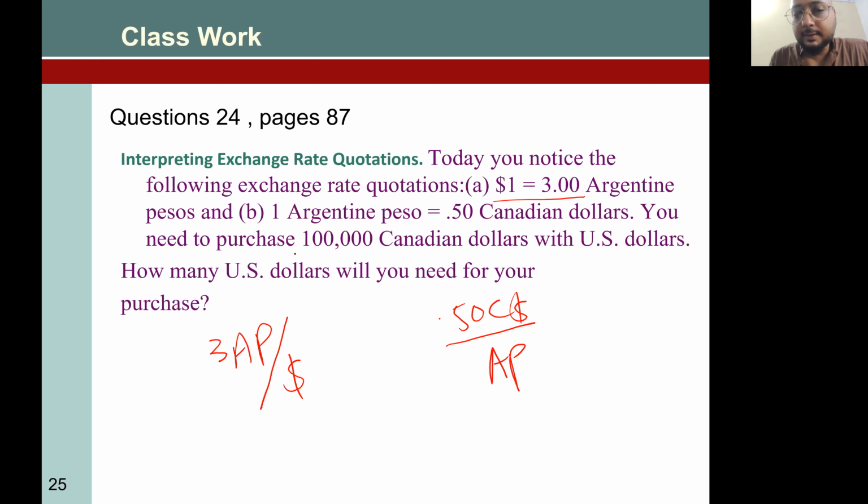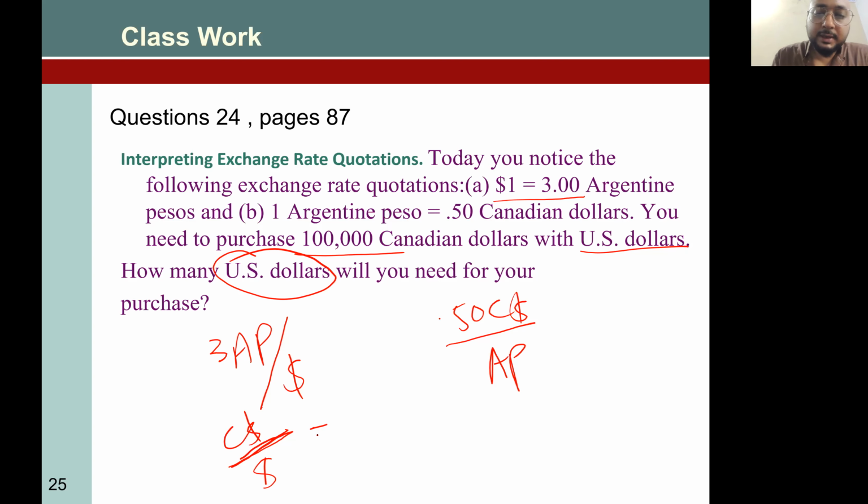So you need to purchase 100,000 Canadian dollars with US dollars. How many US dollars do you need to find out? What you want to find out must be in the denominator. You want to find out $1 is equal to how many Canadian dollars, or what is the value of 1 Canadian dollar in US dollars? Both can be done and the answer is going to be the same.